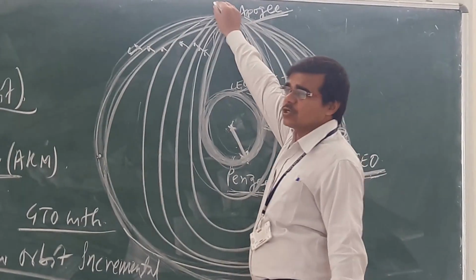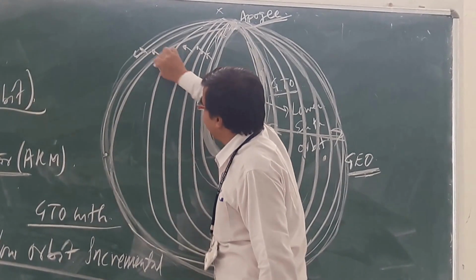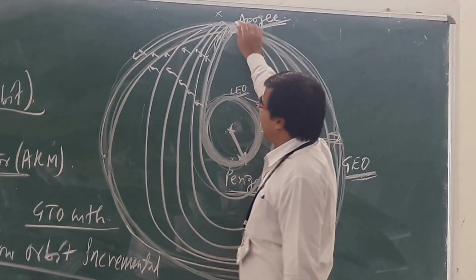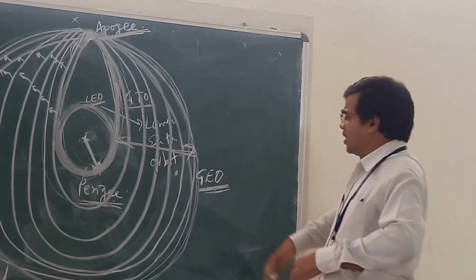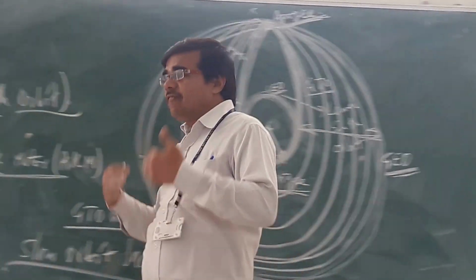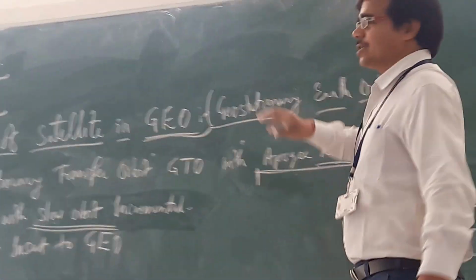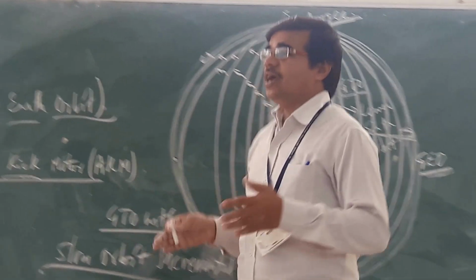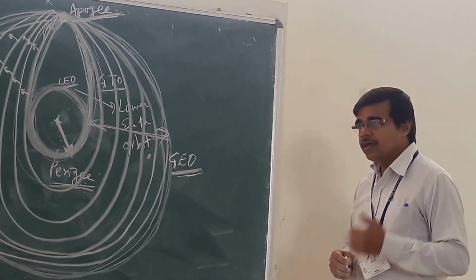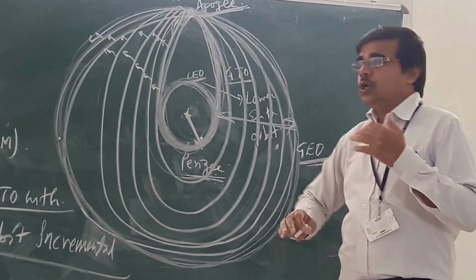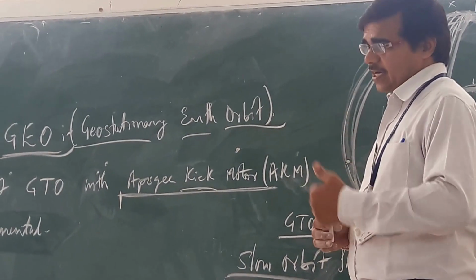But here there is no kick motor. Here slow incremental will be there, and each time you will have the incremental at your apogee only. Okay, so this is another way by which we can position the satellite in your geostationary Earth orbit. Here we are discussing your geosynchronous satellite, and how to position the geosynchronous satellite.